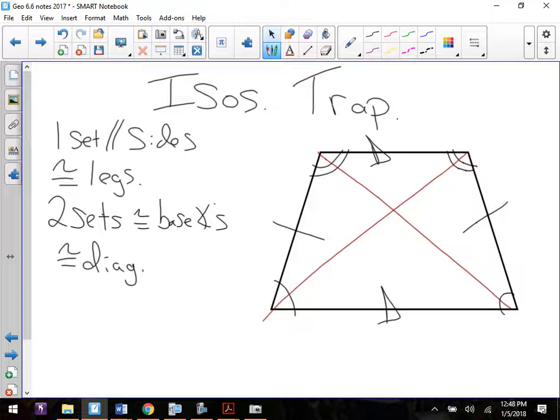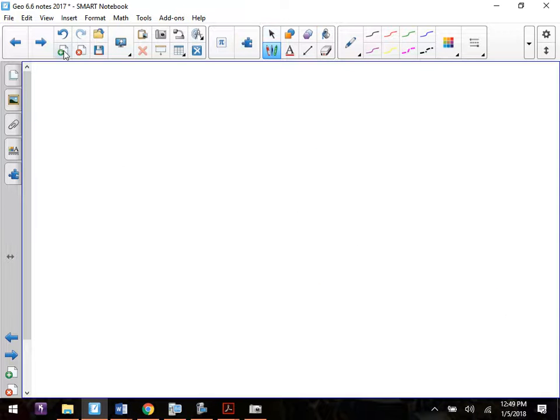Hey, remember that thing I just talked about called the midsegment? You're right, it's the middle segment. Guess what trapezoids have? Midsegments. I know, right? It's crazy. Midsegments.